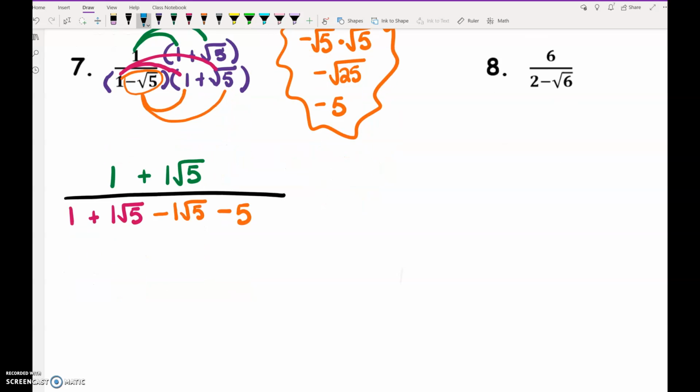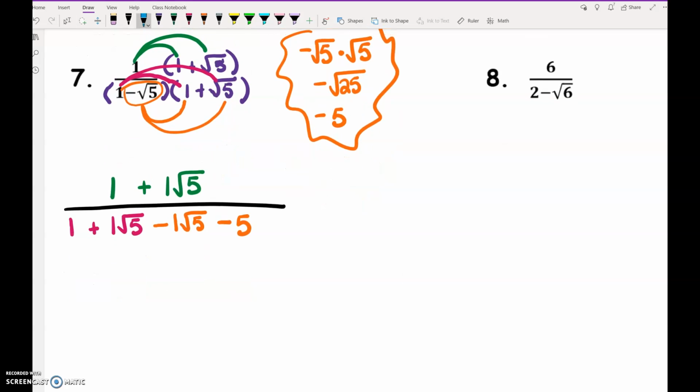Okay, now let's see what happens. Do you notice anything interesting on the bottom? The square roots cancel out. That's why when we multiply, the conjugate is exactly the same, but instead of the symbol, it's the opposite symbol. That way you end up with this plus minus the same term, and they will cancel each other out. So on the bottom, we really just have 1 and negative 5. What is 1 and negative 5? Negative 4. So we have 1 plus the square root of 5 over negative 4.